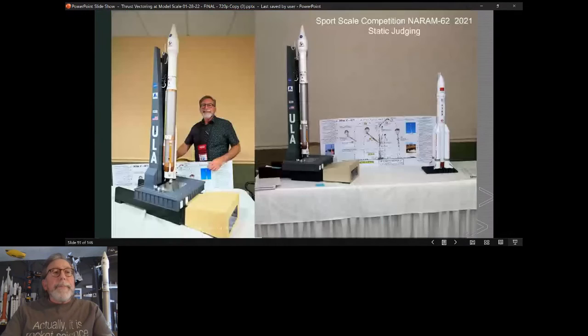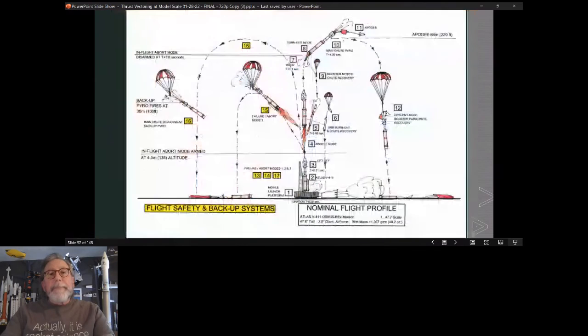So NARM, here we are at the sports scale competition in static judging. There were really some beautiful rockets there. And I think after static judging, there were 3 or 4 models that were neck and neck. So anything could happen at flight day.